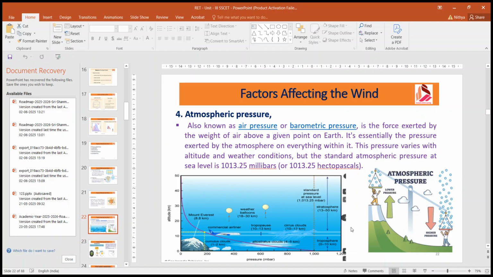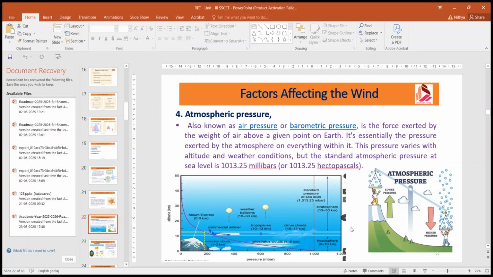The next case is atmospheric pressure, which is based upon air pressure, otherwise known as barometric pressure. You can observe it at hill stations and at normal atmospheric surfaces. It is the force exerted by the weight of the air above a given point, essentially the pressure exerted by the atmosphere on everything within it. This pressure varies with altitude, between the height of the hills and the lower part of the ground level.